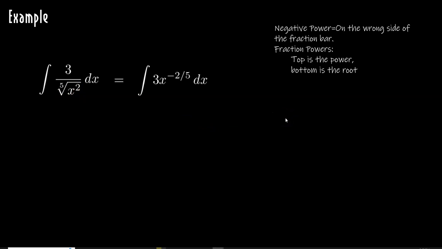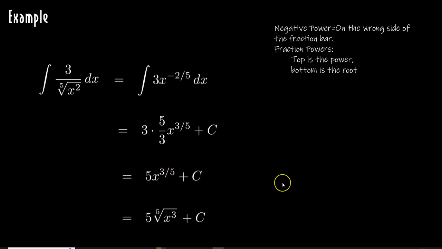I have to add 1, divide by what I get. So adding 1 to negative 2/5 gives me positive 3/5. And then I divide by 3/5, which is the same thing as multiplying by 5/3. And, oh, that's nice. The 3's cancel. I didn't mean for that to happen. But now I have 5x to the 3/5 plus c. If I want to put it back in that notation over here, remember the top is the power and the bottom is the root. So this becomes 5 times the 5th root of x cubed plus c.